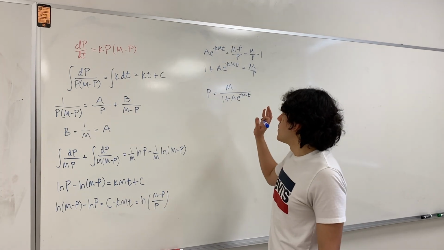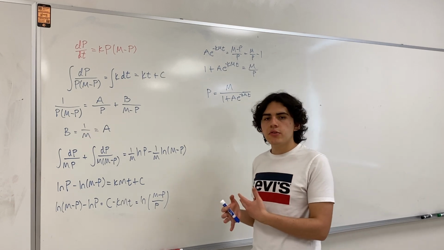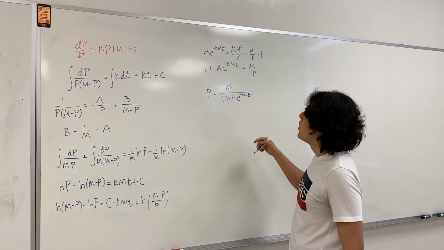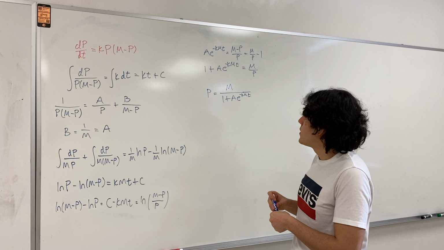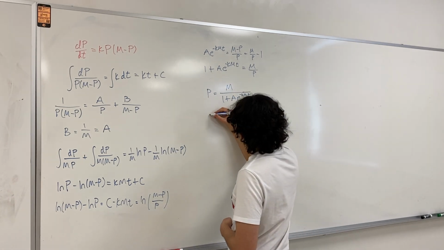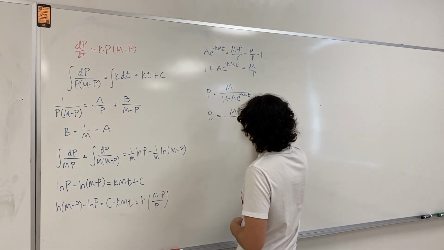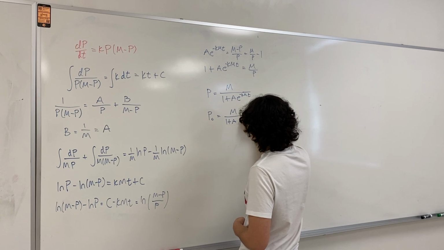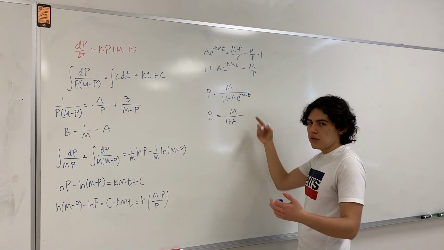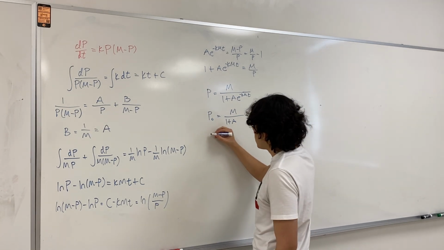Now, we can also treat this as an initial value problem, and ask, what happens if at t equals 0 we have an initial population p naught? That's something we could totally do, and let's see what that would give us for our constant of integration a. I'm going to say that p naught is equal to m divided by 1 plus a. Now, t equals 0 means that e to the 0 is 1, so we just have m divided by 1 plus a. And we want to solve for a, which is very easy.